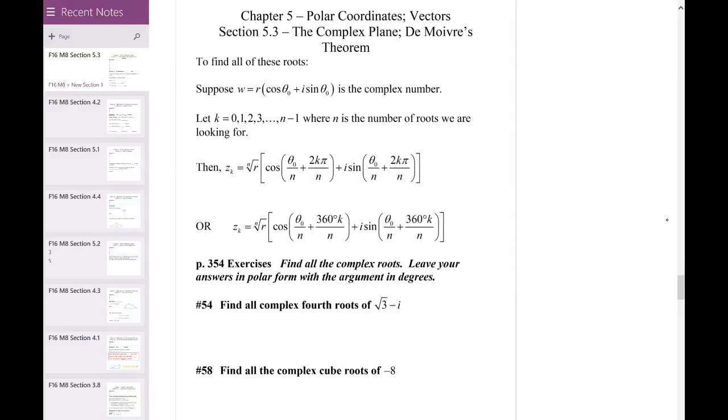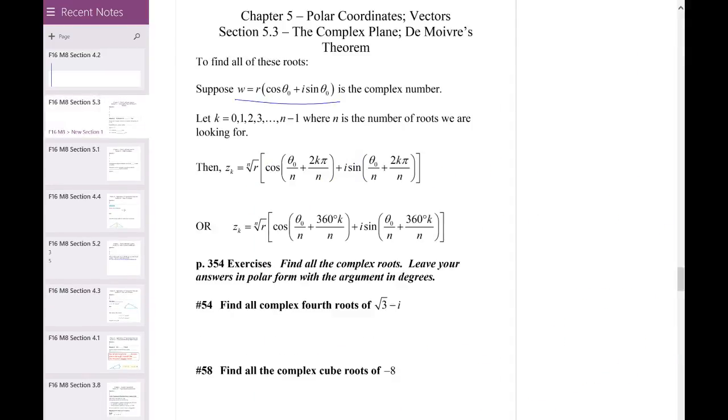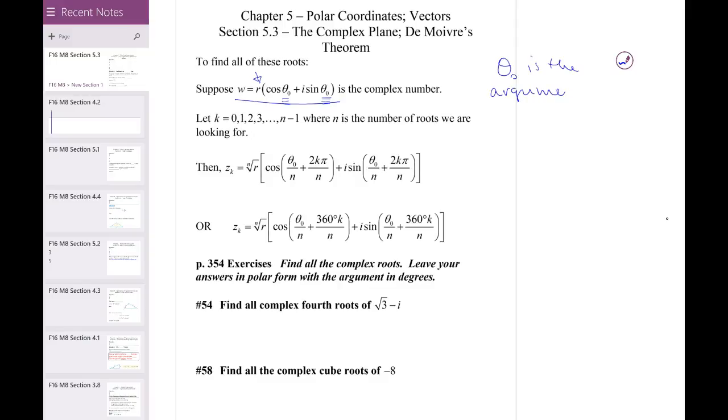To find all of the roots, we're going to have a formula that I would give you and expect you to know how to use. So let's take some time to analyze the formula. I have this complex number, w, that's given to me with an r that I know, so that's the modulus or magnitude. And I have a given argument, theta sub 0. So theta sub 0 is the argument of the given complex number.